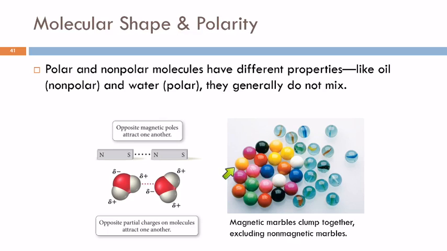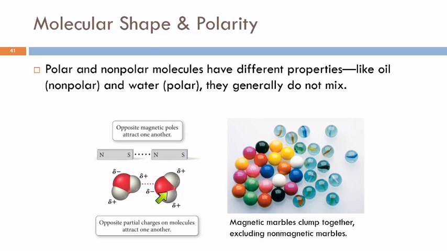So these solid colored marbles are magnetic marbles, and these are regular glass marbles. If you just dump them all together, the magnetic marbles clump up and they exclude the glass marbles, right? Do you have to do anything? No, they just do that naturally because there's a strong attraction between the magnetic marbles that they do not have for the glass marbles. And the glass marbles really have no attraction for each other. They're just hanging around on the table, right?